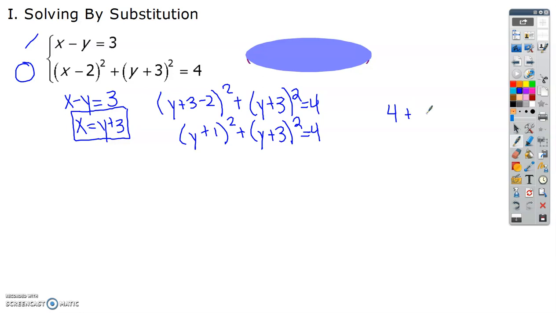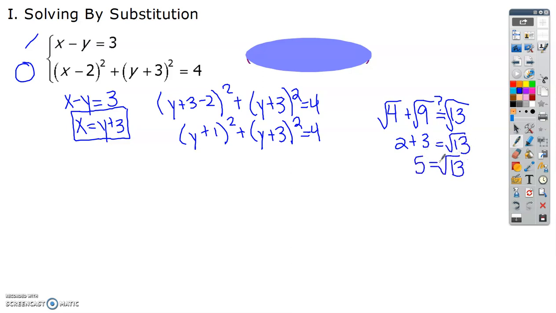Let's see, 4 plus 9. All right, we all know 4 plus 9 is 13, yeah? But if I wanted to just square root everything, is that going to be true? 2 plus 3 is root 13. 5 is square root of 13. Nope. So that shows you cannot square root across an equation when there's a plus involved.